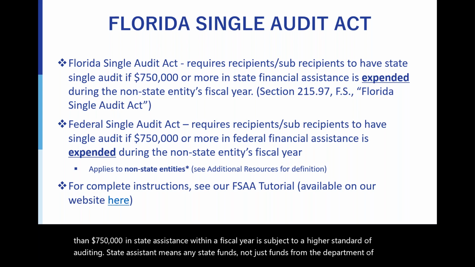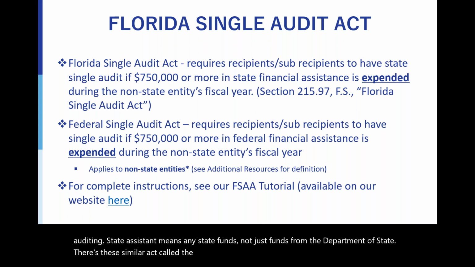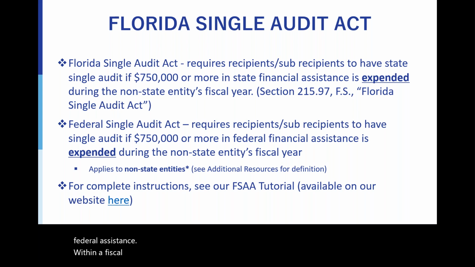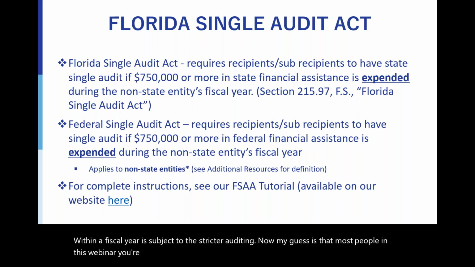There's a similar act called the Federal Single Audit Act, which has been on the books since 1984. The Federal Single Audit Act states that anyone expending more than $750,000 in federal assistance within a fiscal year is subject to stricter auditing. Now, my guess is that most people in this webinar, you're not expending anywhere near $750,000 in state or federal funds. And if that's you, you probably already know that.